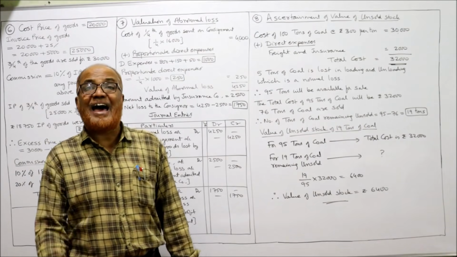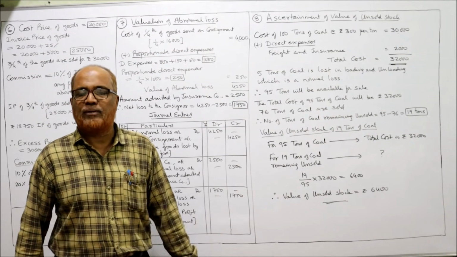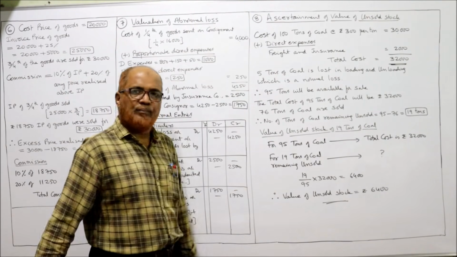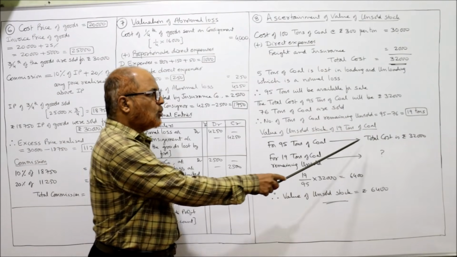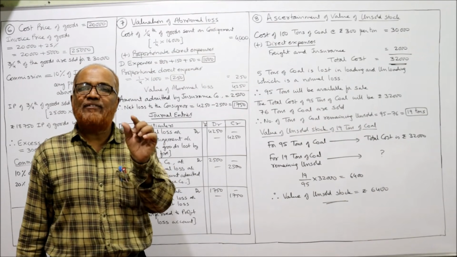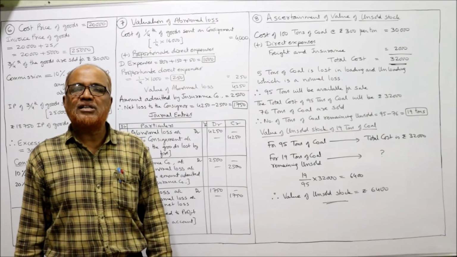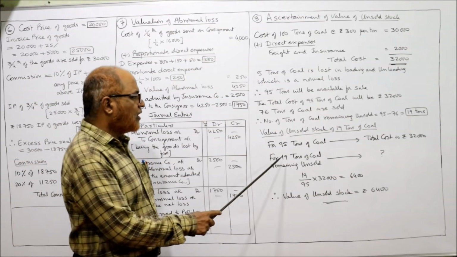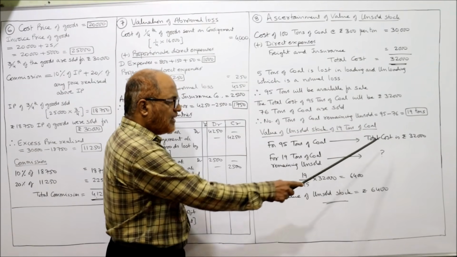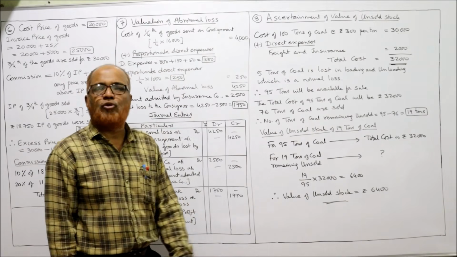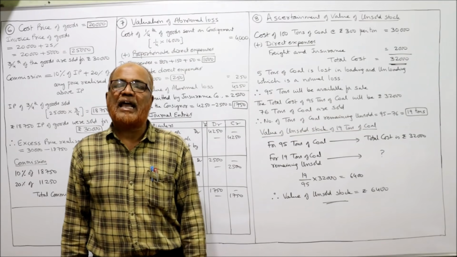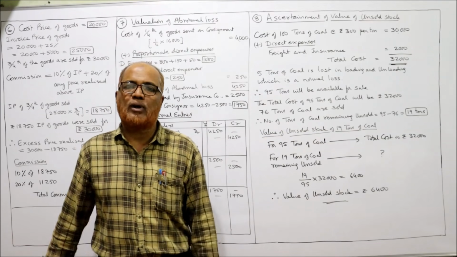Now we have to find out what is the value of this 19 tons of coal unsold. The value of unsold stock of 19 tons of coal. For 95 tons of coal, the total cost is 32,000. This 32,000 is the total cost for 95 tons of coal. But how many tons are remaining unsold? 19 tons. For 19 tons of coal remaining unsold, how much cost? So 19 divided by 95 into 32,000. You will get 6,400. The value of unsold stock of 19 tons of coal is 6,400 rupees.